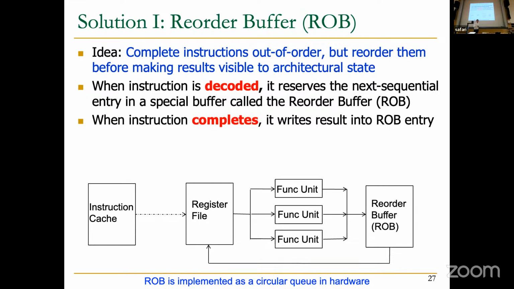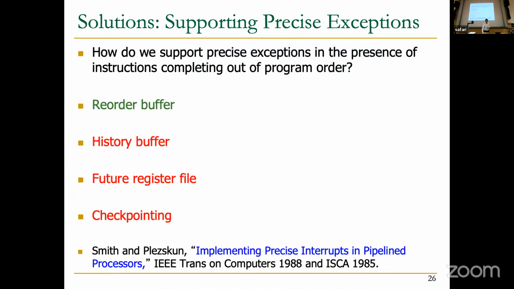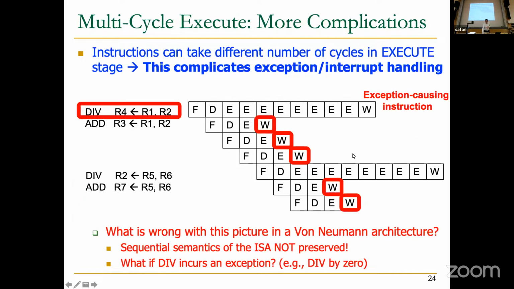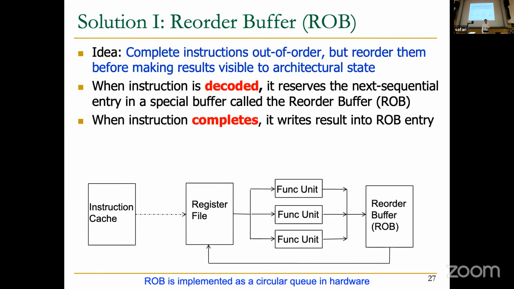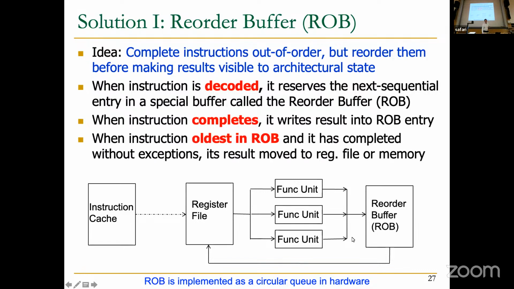Remember the earlier picture where we showed that this instruction completes earlier than an older instruction. So this instruction can write its result into the reorder buffer earlier than an older instruction. But that's not a problem, because the reorder buffer is not visible to the programmer. Reorder buffer is a purely microarchitectural construct. So when an instruction completes, it writes its result into the reorder buffer entry. It could be out of order.